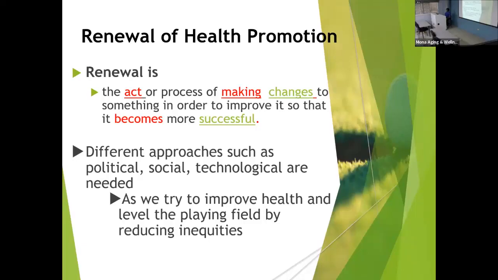But in health promotion, we want to look at ways in which we can refine what we already have in working with the people so that it can be better utilized and better serve the purposes for which it is designed. There are different approaches, such as the political, the social, and the technological, that are needed as we try to improve health and level the playing field by reducing inequities. I have spoken several times about the whole business of inequity: despite all of the efforts we have put in, we have not yet reached the place where the playing field is level for the persons we seek to serve.